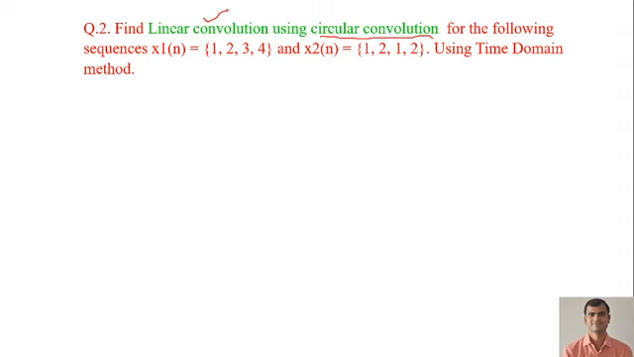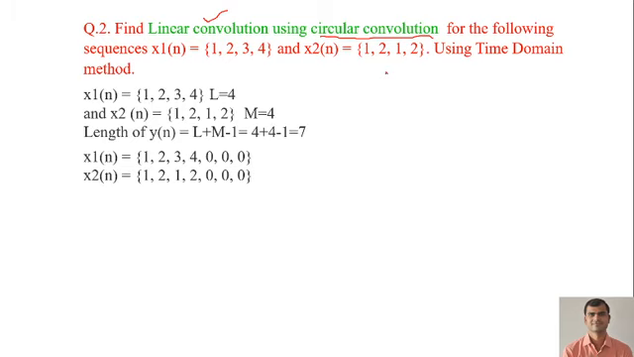Now we know that for linear convolution the number of samples is equal to the samples of x of n plus samples of h of n minus 1. So 4 plus 4 minus 1 is 7. So for linear convolution we will have 7 samples, as we can see here. But we have to use the circular convolution method.